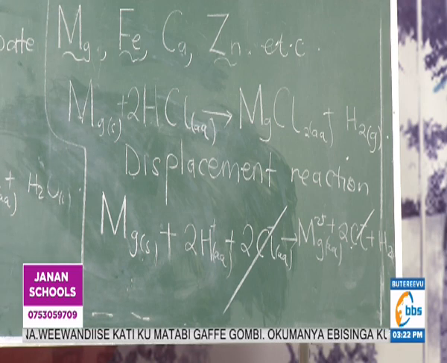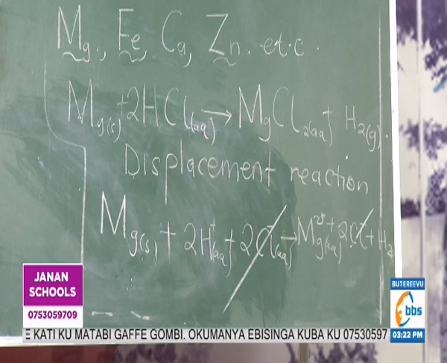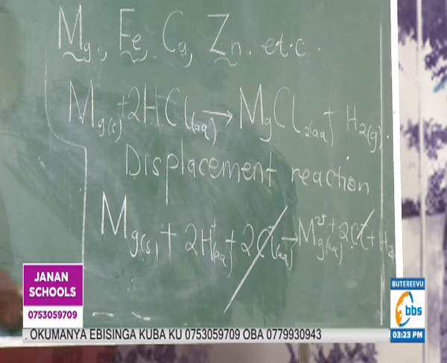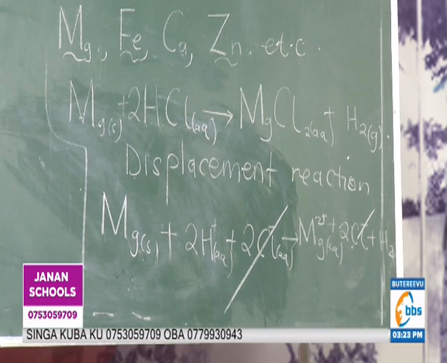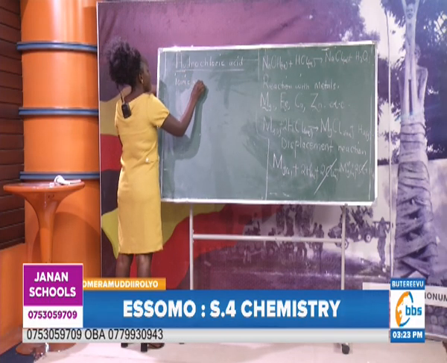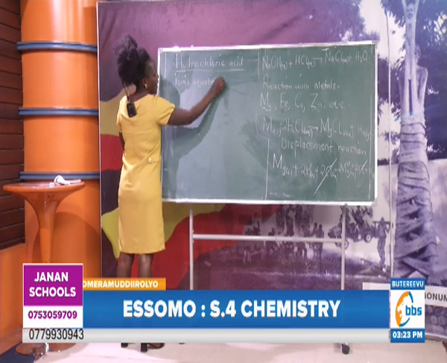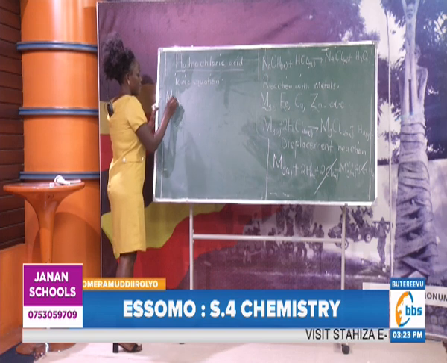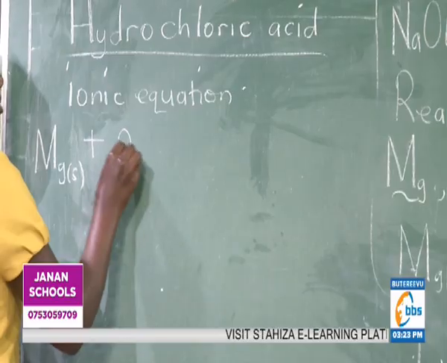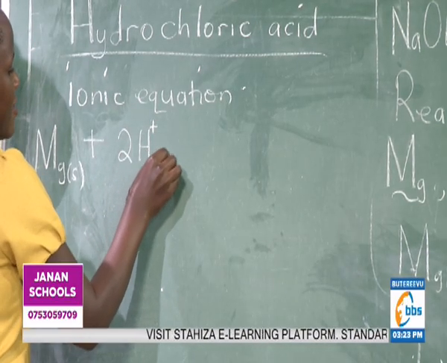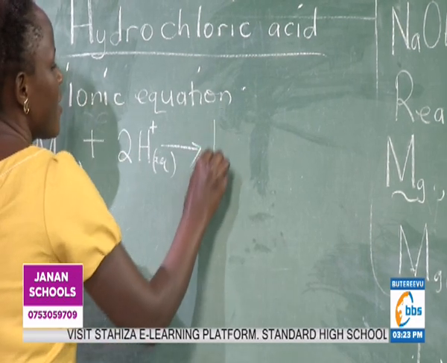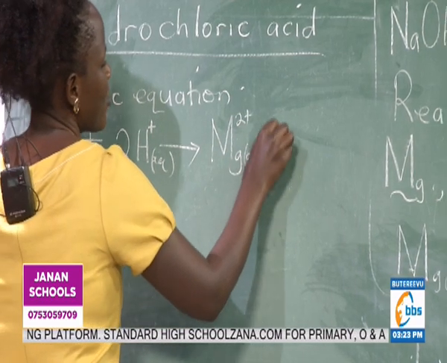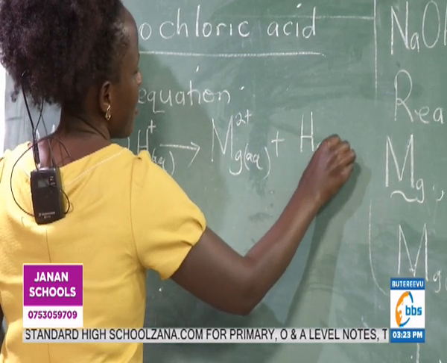Therefore, our ionic equation will be: magnesium, plus 2 hydrogen ions, giving us magnesium ions, plus our hydrogen gas.